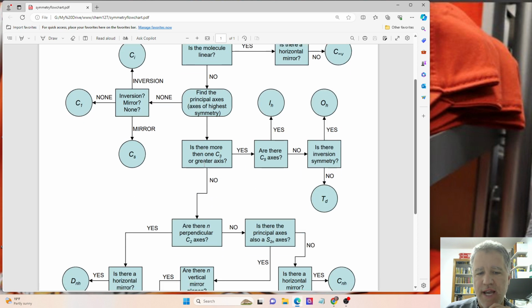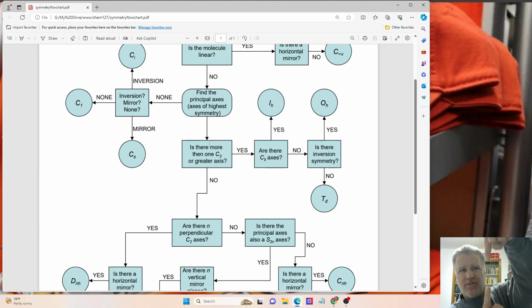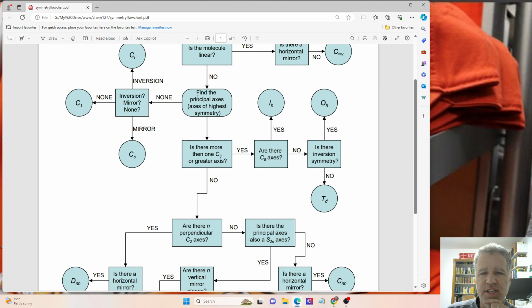Now, is there more than one C3 axis? Again, this is a point where I find students get stuck a little bit. Let's say you find a C3 axis as your highest symmetry. If you find a C2, then you just blow right through this question. But if you find a C3, then you need to look for another C3 axis. Also remember that if you find an axis and you orient it pointing straight up, if you put your finger pointing straight down, that's the same axis, so that's not a different axis. So this is looking for a different axis that is at least C3.